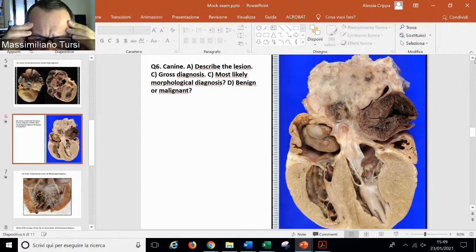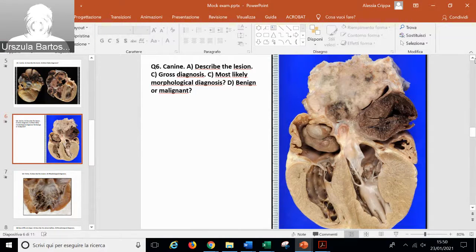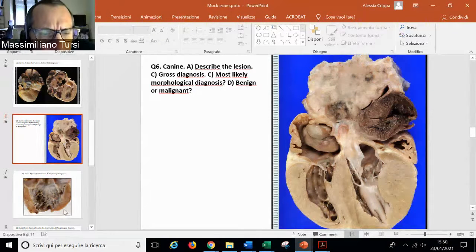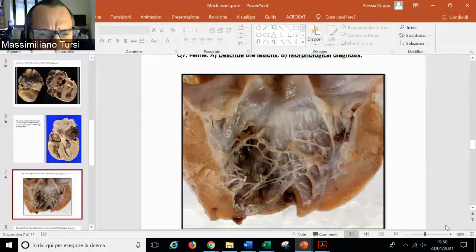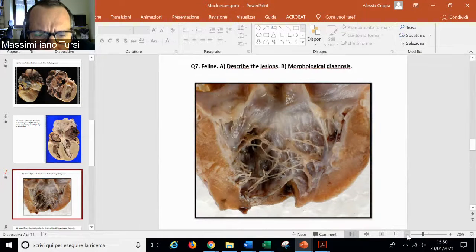Other question? Everything is clear? For description, for morphological diagnosis? Okay, thank you. Alessia, the next one, thank you. Perfect. What do you think? Which part of the heart?